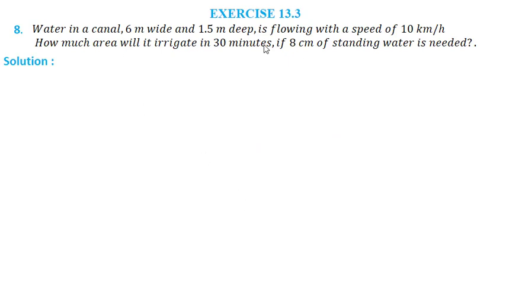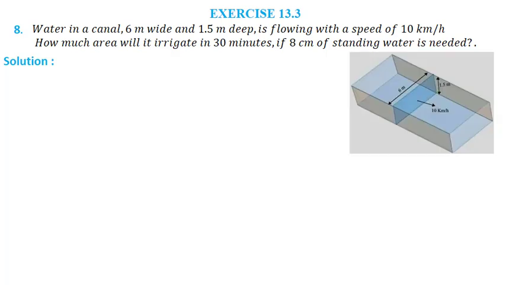Now, the eighth problem: water in a canal 6 meter wide and 1.5 meter deep is flowing with a speed of 10 km per hour. How much area will it irrigate in 30 minutes if 8 centimeter of standing water is needed? So, a little difficult problem. What we have is one canal.